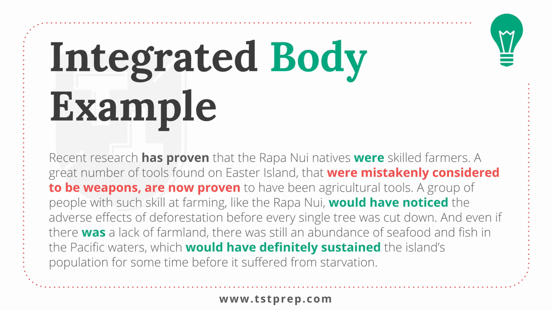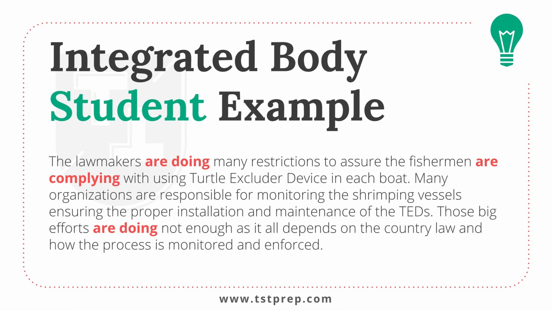Sometimes you will have an essay or a topic that's about a past event, and this is in the past. So the first verb here, has proven, that's actually the present perfect. So that's not the past or the future. That's not the past or the present. We have were here, were mistakenly considered, would have noticed, would have definitely sustained. Those are different verb tenses. So sometimes you might have to use the simple past depending on the topic that you get on your essay, but most of the time it'll be the simple present.